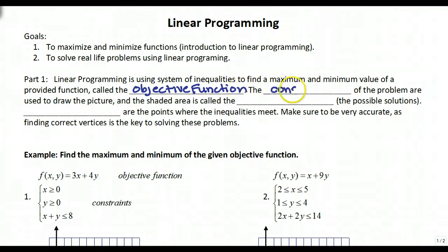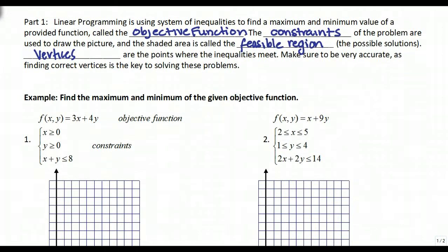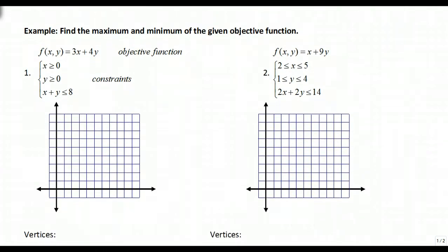The constraints of the problem are used to draw the picture, and the shaded region is called the feasible region, which are the possible solutions. And then lastly, vertices are the points where the inequalities meet, and make sure you are very accurate because finding the correct vertices is the key to solving these problems. Without them, it's going to be tough. So those are the terms that you'll hear me use throughout the video. So if you want to look back, feel free to go ahead.